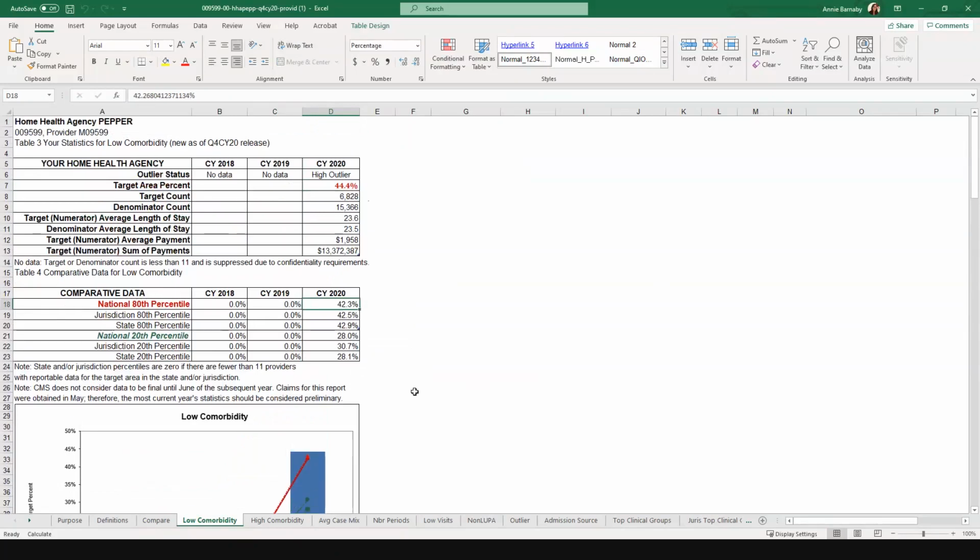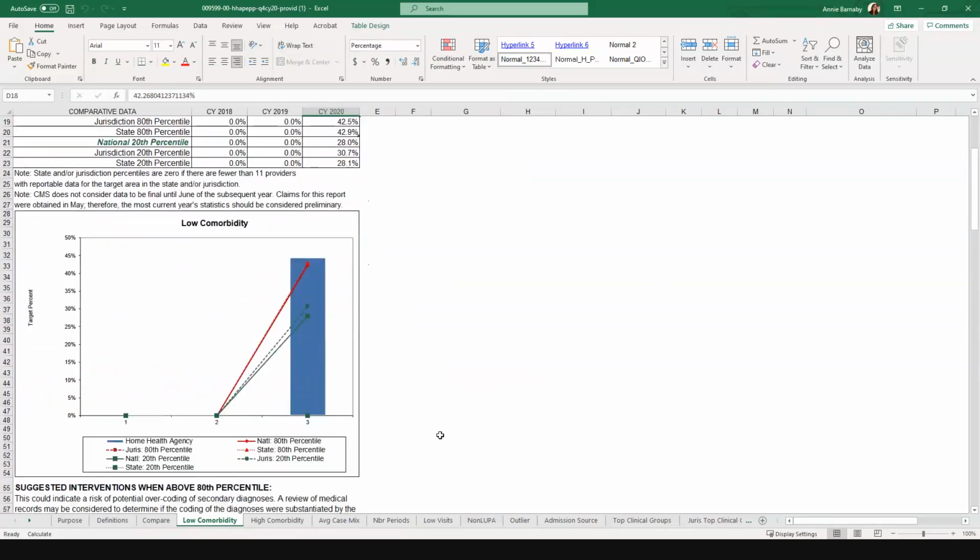So you get all the information in those 3 sections. You get it in a chart for your individual, you get it in a chart for your comparative data, and then you get it in this graph. If that's easier for you to review, especially maybe at a quick glance, that's there for you as well.